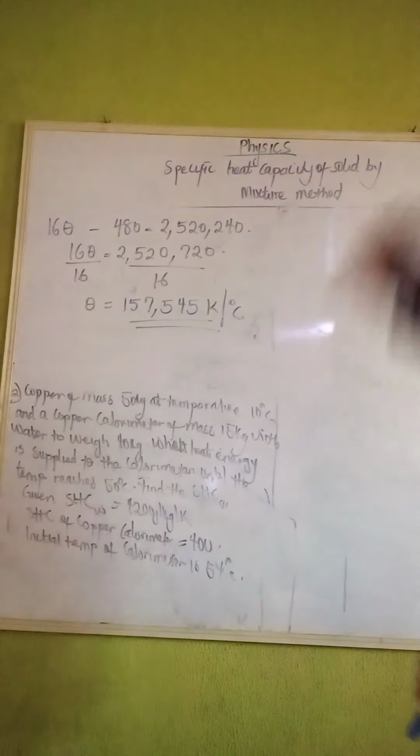Let's go. Now, when heat energy is supplied to the calorimeter, the temperature reaches 50. That is the temperature of the mixture. Now we are told to find the specific heat capacity of copper. Given that specific heat capacity of water is 4,200, the specific heat capacity of the calorimeter is 400, and the initial temperature of the calorimeter is 54 degrees Celsius.